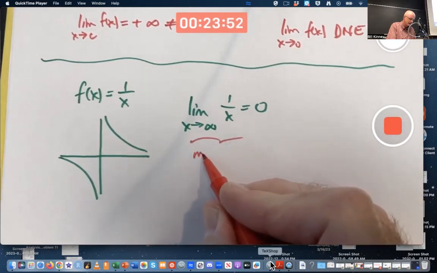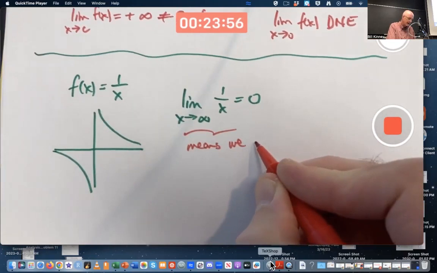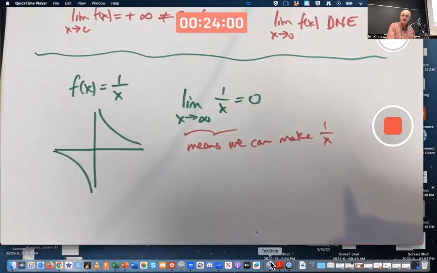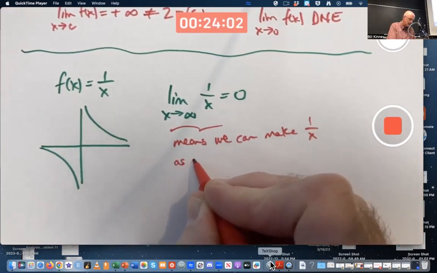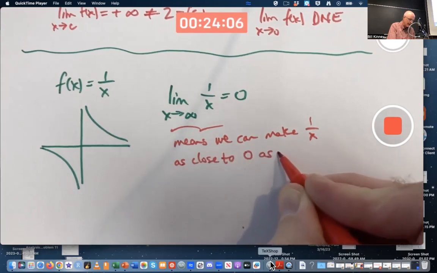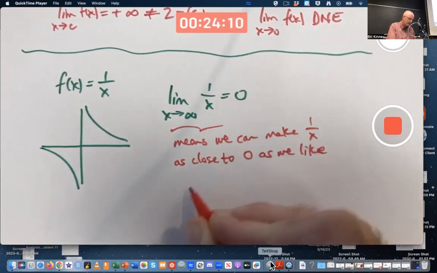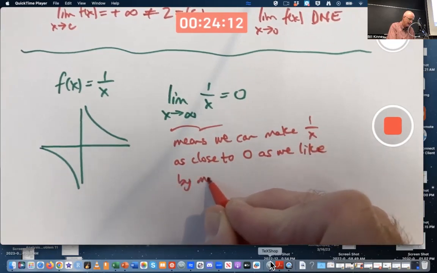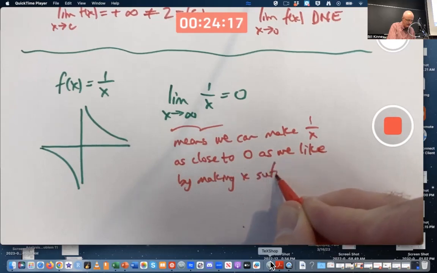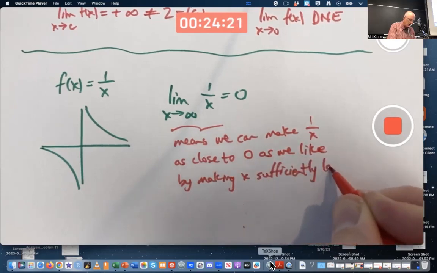This means, I'll use third person, we can make 1 over x as close to 0 as we like by making x sufficiently large.